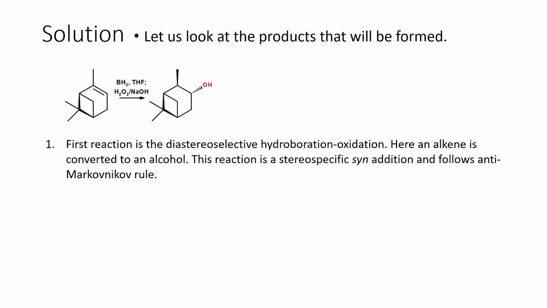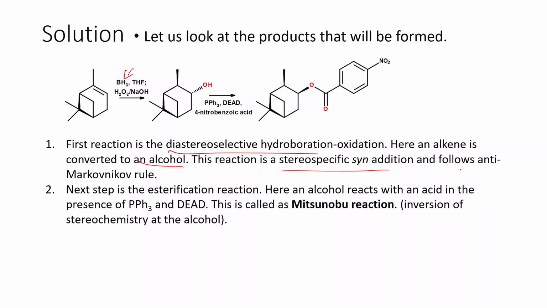So the first step is the diastereoselective hydroboration reaction. So this reaction, in the presence of borane followed by hydrogen peroxide and sodium hydroxide oxidative cleavage, leads to the corresponding alcohol as the final derivative, and this is a syn addition reaction. It's a stereospecific syn addition reaction, and it follows the anti-Markovnikov rule.